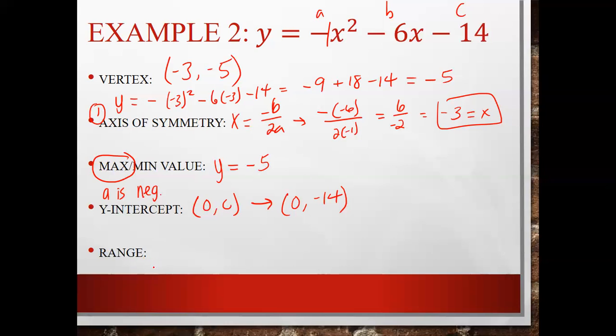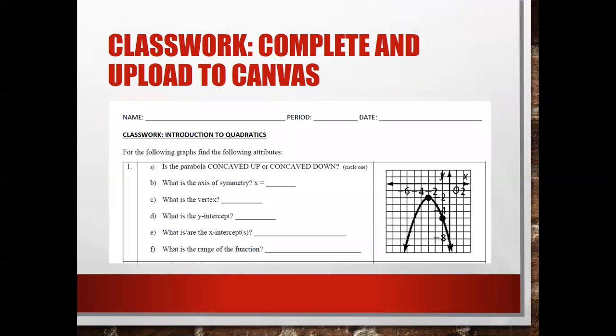And your range, because we have a maximum, that means our y value is our highest. So we start at negative infinity, and the highest we can go to is negative 5. What are your questions for standard form? All right, on your classwork / homework, this is what it looks like.